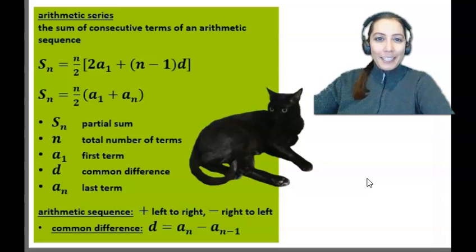Chloe is here with her latest tips and tricks. When you have an arithmetic series, it's the sum of consecutive terms of an arithmetic sequence. We have two formulas that you can use.